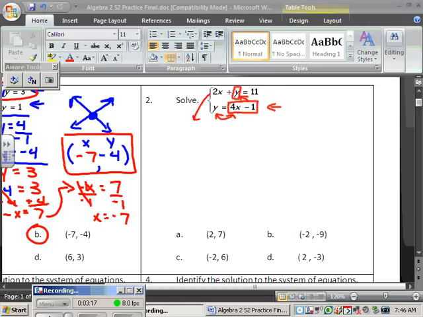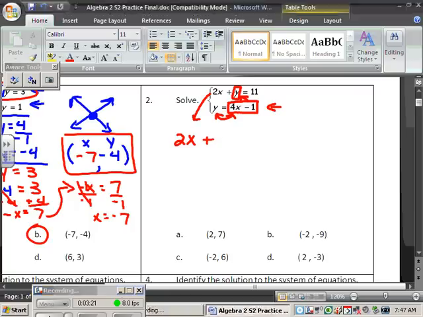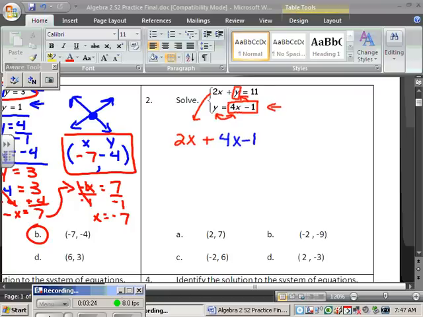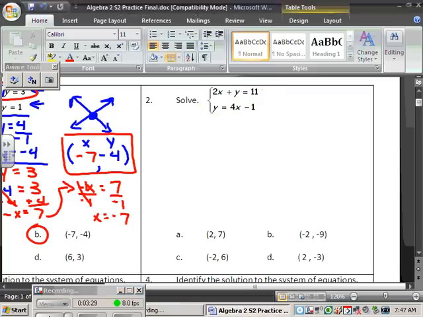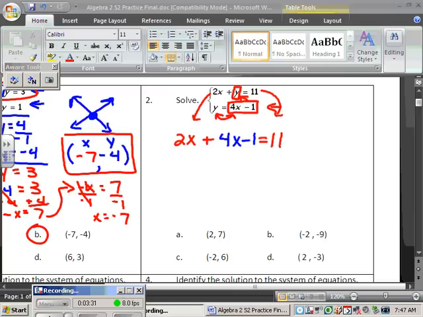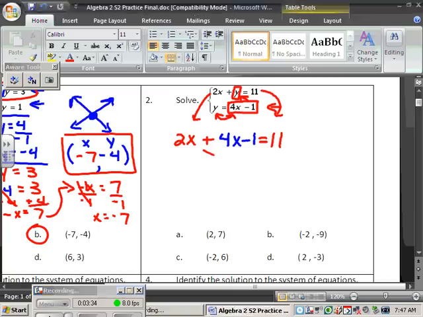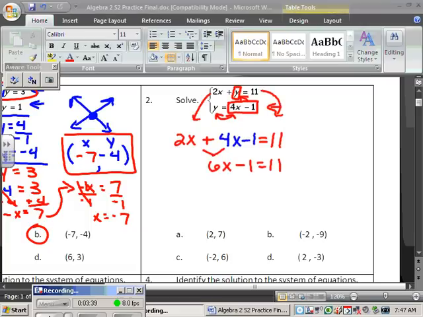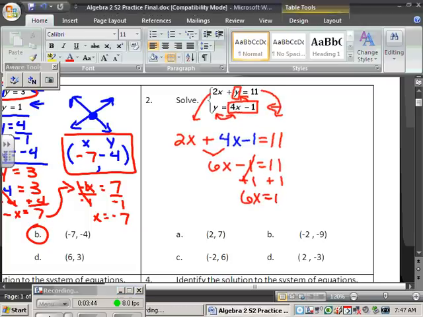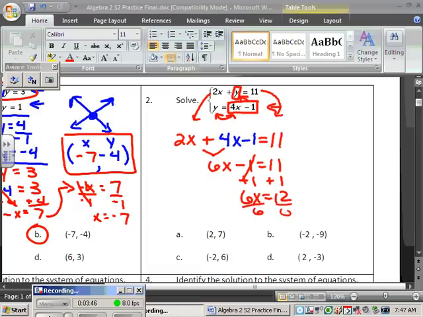So let's copy down our first equation, the 2x, but instead of writing y, we're going to put 4x minus 1, since y is interchangeable with 4x minus 1. And then we'll drop down the equals 11. From here, we will combine like terms and solve the equation. So we have 6x minus 1 equals 11. We will then add 1 to the right, giving us 6x equals 12. Then divide by 6, so we have x equals 2, which is half of our answer.